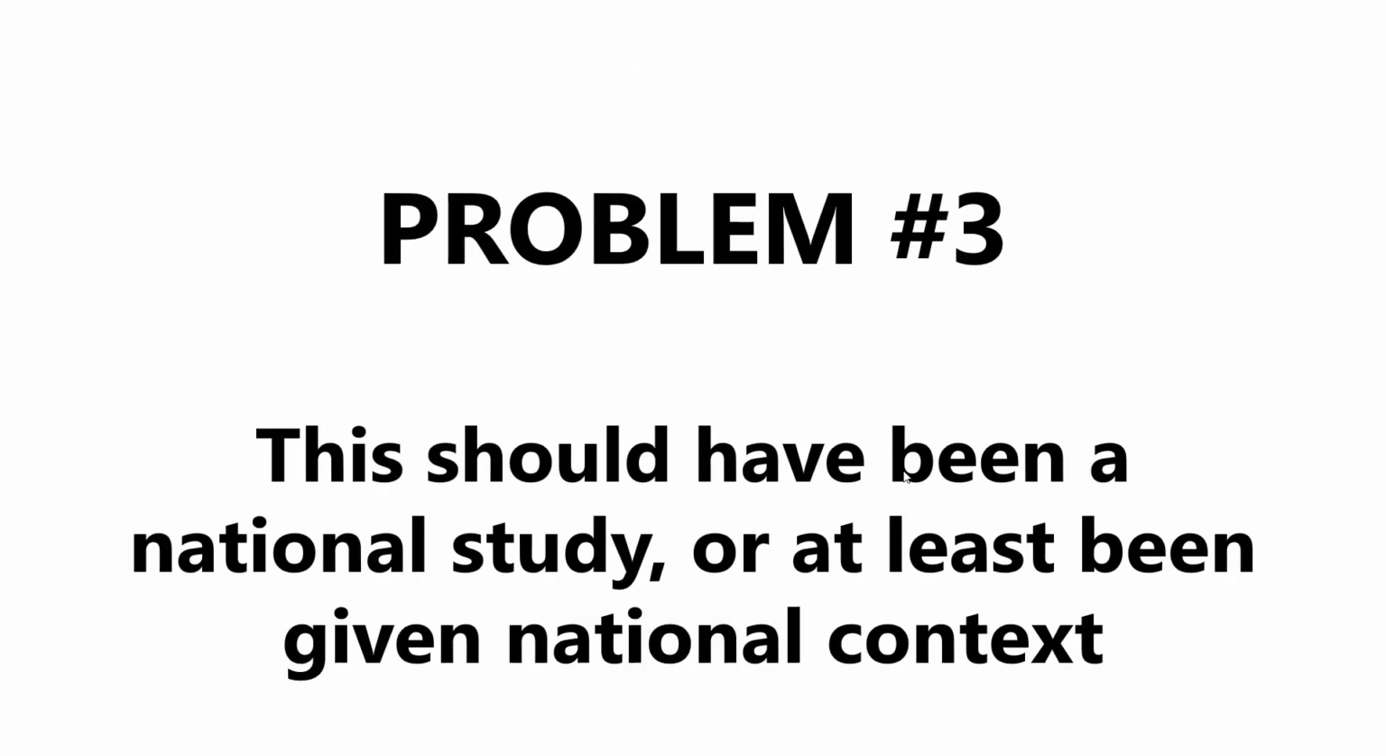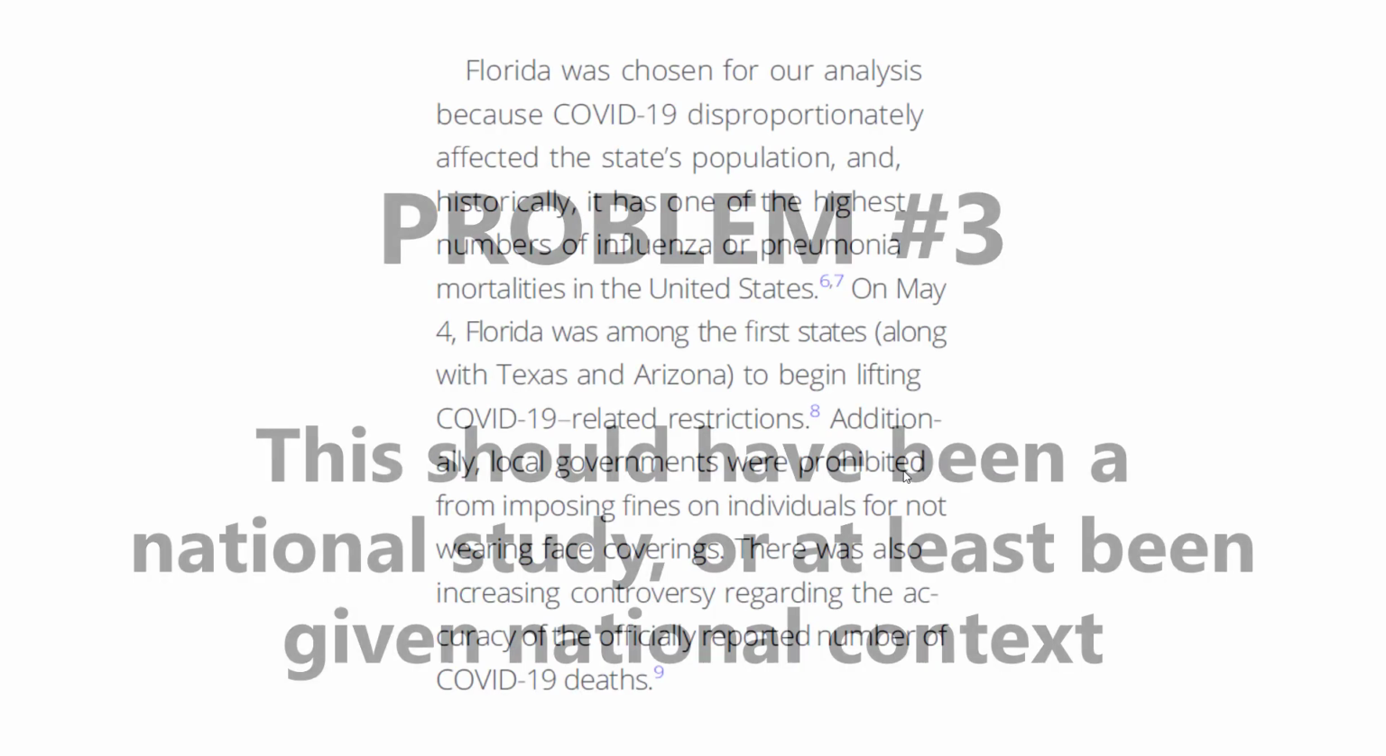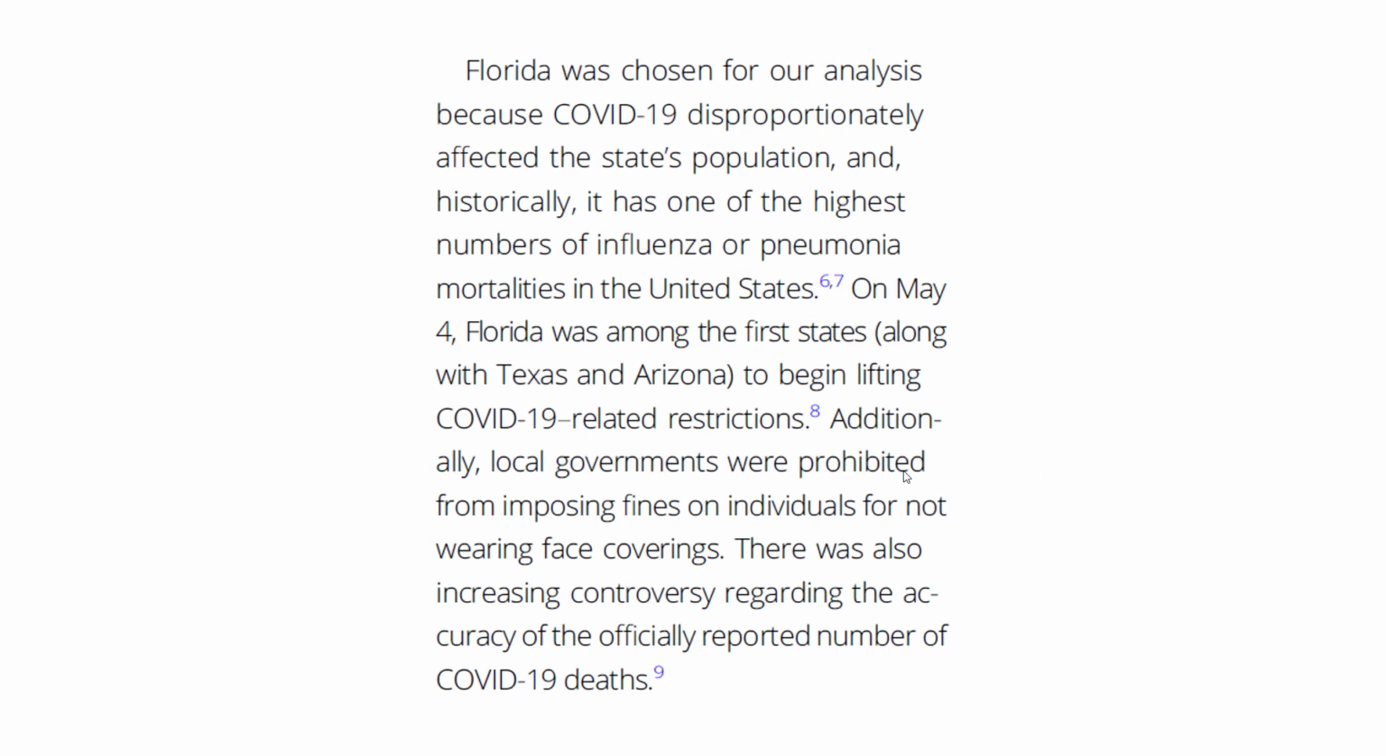And my last problem, number 3, is this should have been a national study, or at least been given national context. Part of my problem with the authors' paper is this, and I'm just going to read it. Florida was chosen for our analysis because COVID-19 disproportionately affected the state's population, and historically, it has one of the highest numbers of influenza or pneumonia mortalities in the United States. On May 4th, Florida was among the first states to begin lifting COVID-19 related restrictions. Additionally, local governments were prohibited from imposing fines on individuals. There was also increasing controversy regarding the accuracy of the officially reported number of COVID-19 deaths.